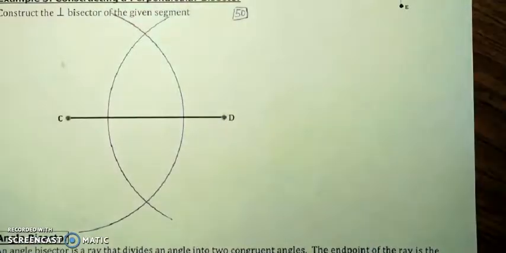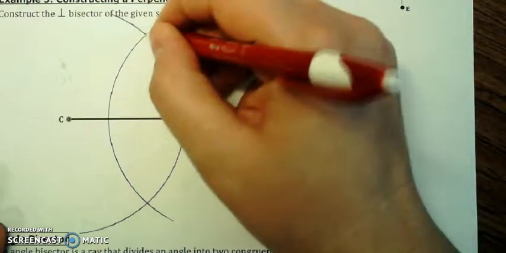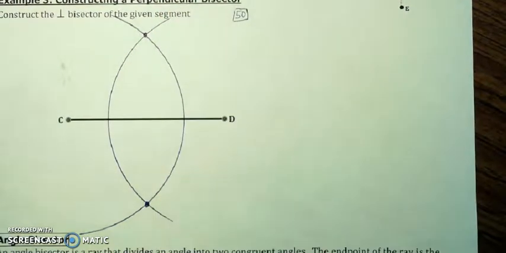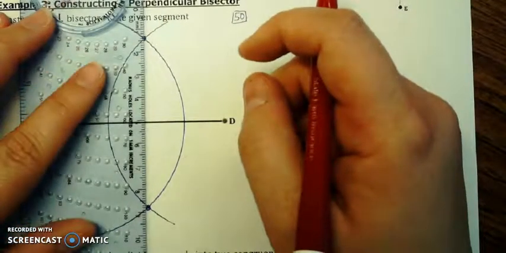And what we're doing here is we're finding the perpendicular bisector. Where these two arcs intersect, this point and this point, we're going to actually connect up with a line, and that line will actually be the perpendicular bisector of the segment.